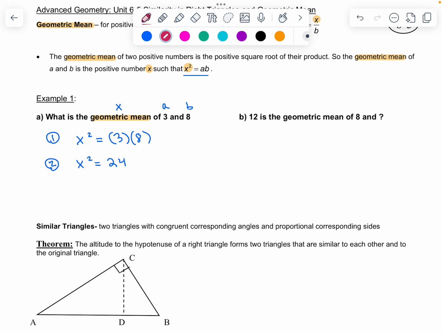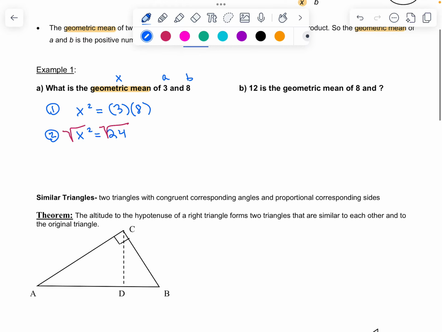And if we want to figure out what x is, to go from x squared to x, we have to square root. So we square root x squared, square root the 24. And since 24 is not a perfect square, we need to simplify it. So to simplify a radical, remember we want to think of two numbers that will multiply to 24. And preferably, we want one of those numbers to be the largest perfect square that will go into 24. So the largest perfect square I can think of that would go into 24 would be 4.